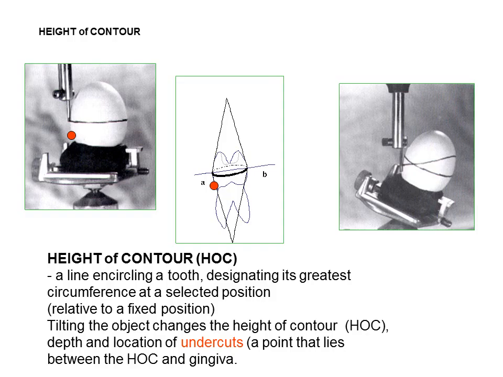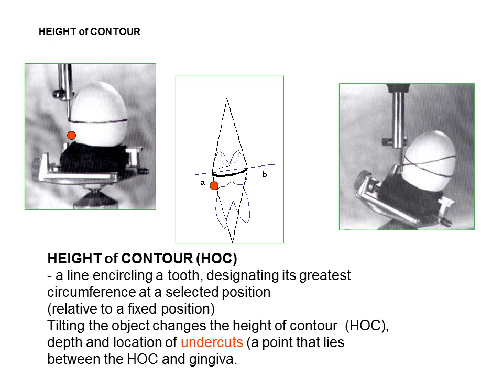The height of contour is a term that describes the greatest circumference of a tooth relative to other oral structures along a given path of insertion. The height of contour will change if the path of insertion changes. The line scribed on the egg represents the height of contour of the egg at the orientation shown. Tilting the egg redefines the height of contour.